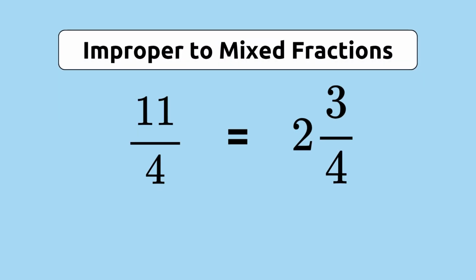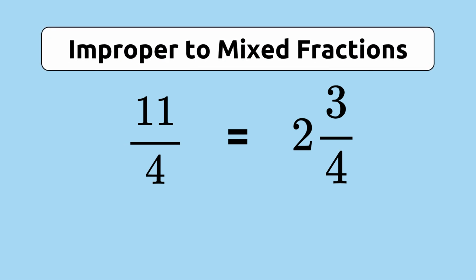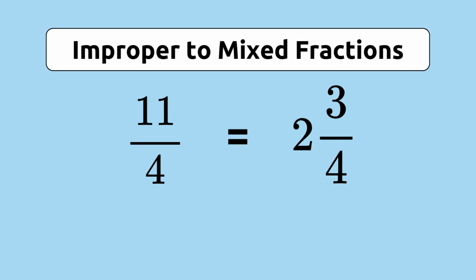To convert improper to mixed, divide the numerator by the denominator. 4 goes into 11 twice, so 2 will be the whole number, which is 4 times 2 is 8, we have a remainder of 3 from 11 minus 8, which will be the numerator. Then copy the denominator, we will have an answer of 2 3/4.